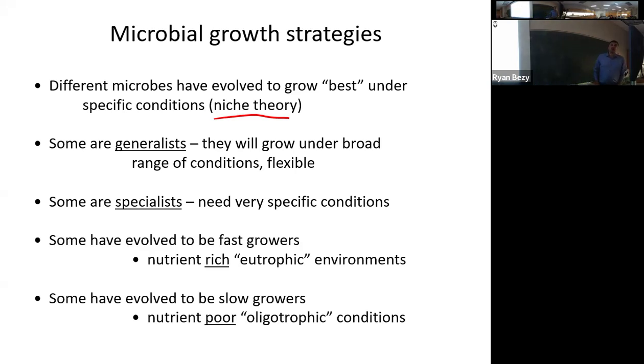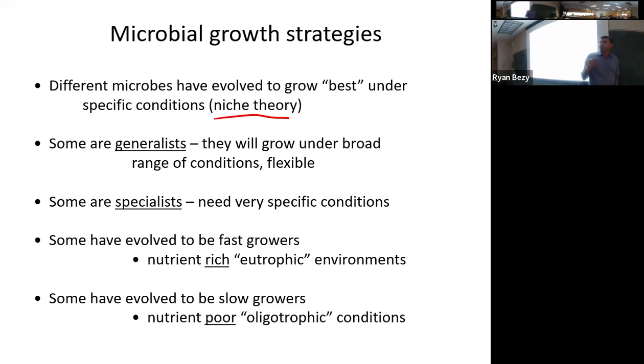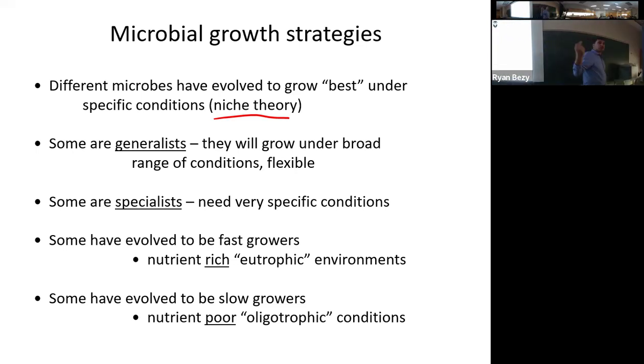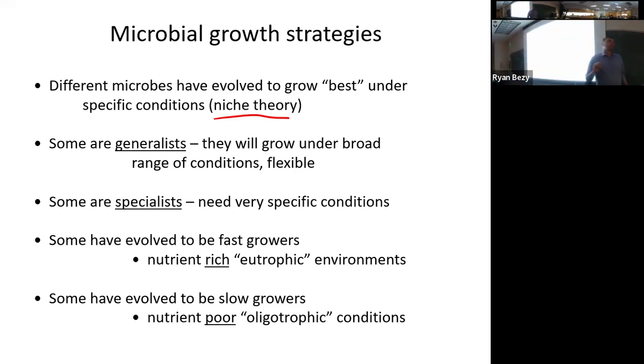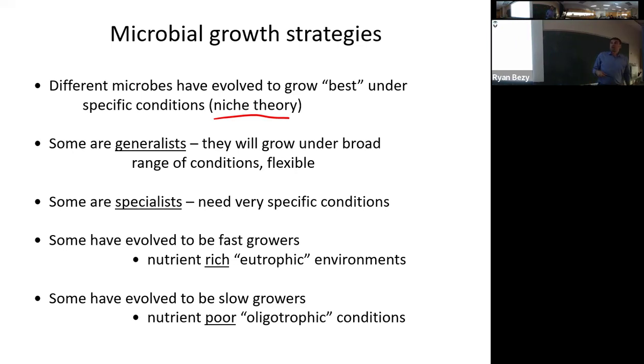Some bacteria have evolved to be very fast growers. They have very fast growth rates. They divide very quickly. Typically, bacteria that have evolved to be fast growers have evolved and lived in what are called nutrient-rich or eutrophic environments. Eutrophic is a way of saying a nutrient-rich environment. Fast growers have evolved over time in these nutrient-rich environments. Some bacteria are very slow growers. Slow-growing species of bacteria probably evolved over time in nutrient-poor, what are called oligotrophic, conditions. Questions about that?